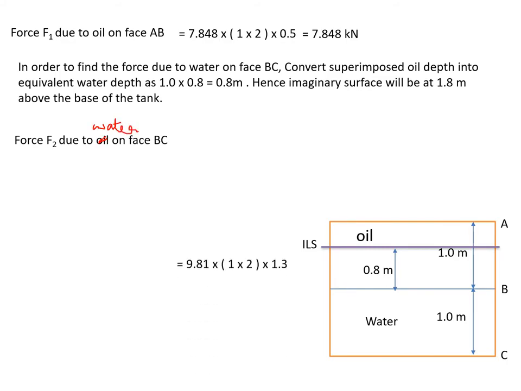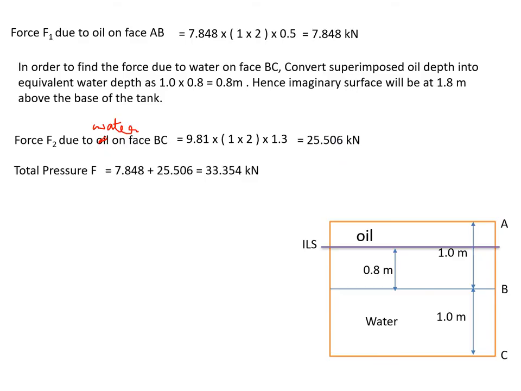Okay, so which will give me 9.81 into 2 into 1.3, because CG of BC is 0.5 meters plus 0.8 is 1.3, so that gives 25.506. So therefore the total pressure force as determined is 33.354 kilonewtons. Now let me find out H1 bar.